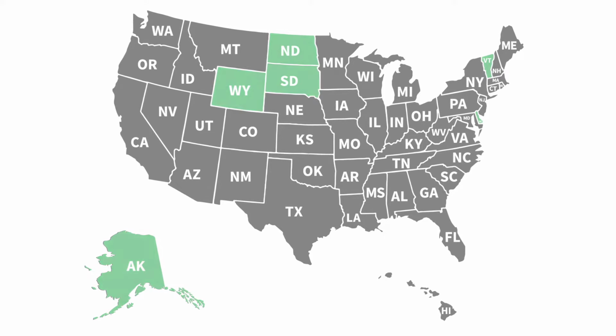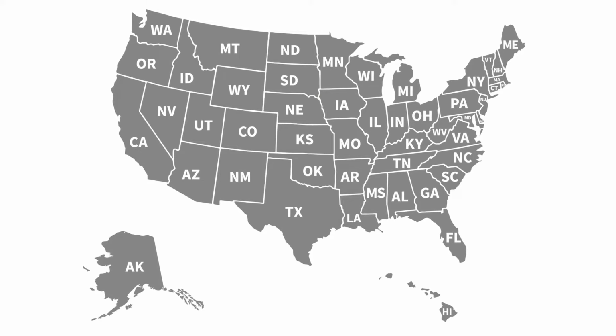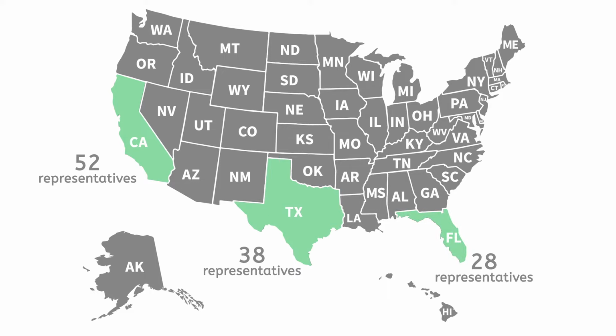Since representation is based on population, the states with the most people also have the most votes in Congress. As of 2022, those states were California with 52 representatives, Texas with 38, Florida with 28, and New York with 26. No other state has more than 17.